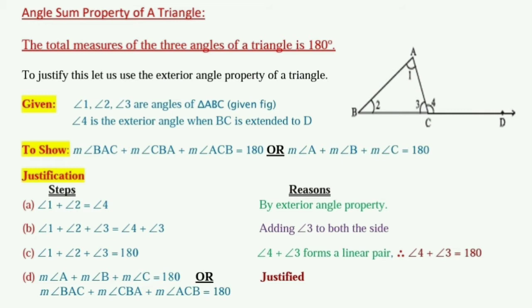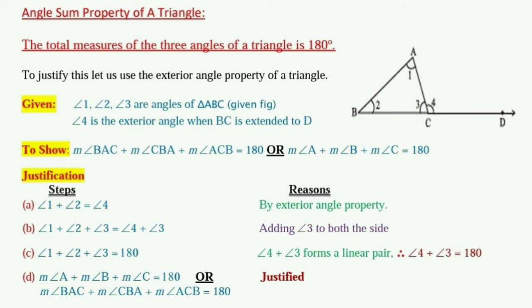Now what to show? That measure angle BAC plus measure angle CBA plus measure angle ACB is equal to 180, or in simple way measure angle A plus measure angle B plus measure angle C is equal to 180. Now justification for this: first step, angle 1 plus angle 2 is equal to angle 4 from the figure. Now what is the reason? By exterior angle property. Do you remember this? Good.